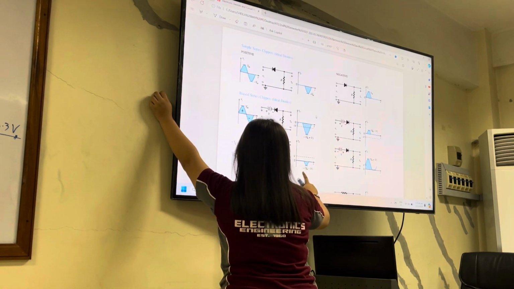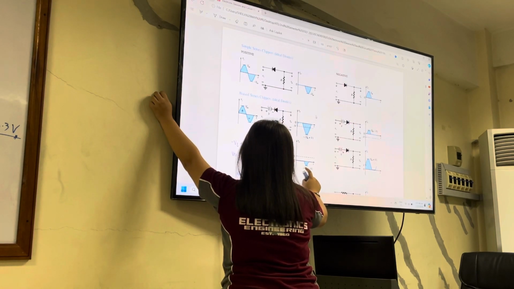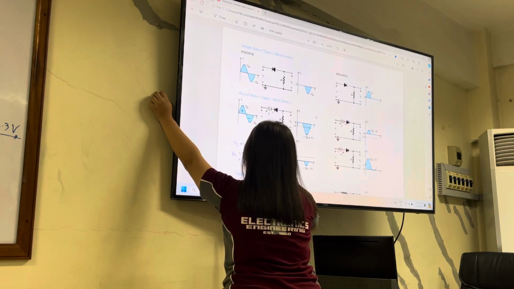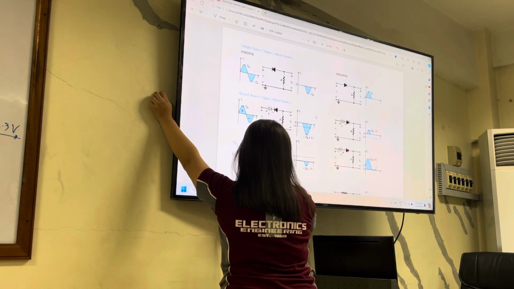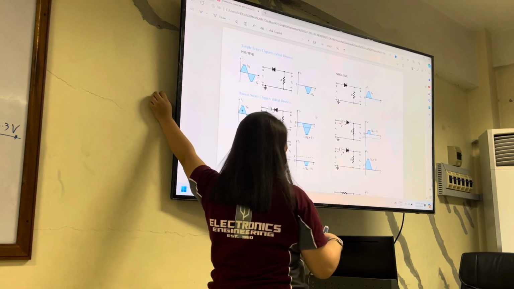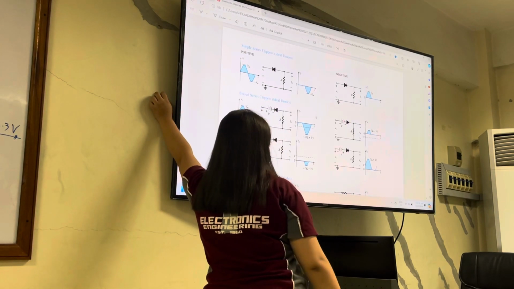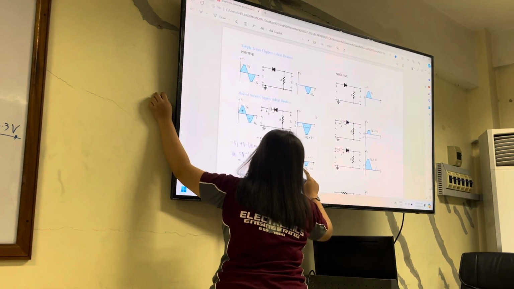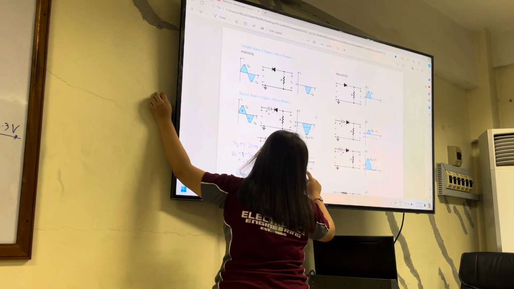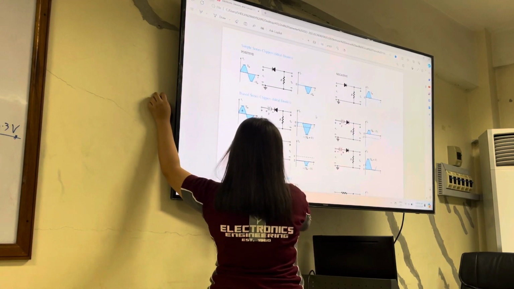This becomes positive too, and the positive also becomes negative, so it's basically the same here. If you distribute the negative V, positive V, so what is it?